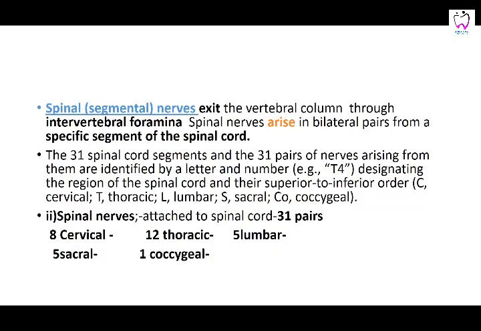Then you have the spinal segmental nerves exiting the vertebral column through the intervertebral foramina. As I've said already, spinal nerves arise in bilateral pairs from specific spinal cord segments. They are 31 in number, and if you have the fourth thoracic, you write it as T4. If it is lumbar or sacral, you write the capital letter and then the number. Basically, the division is 8 cervical, 12 thoracic, 5 lumbar, 5 sacral, and 1 coccygeal spinal nerves.